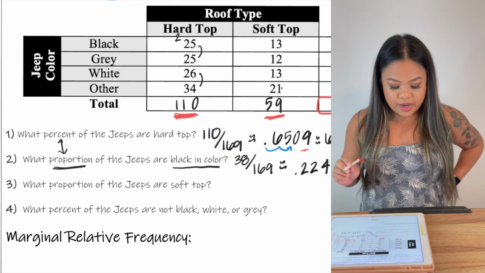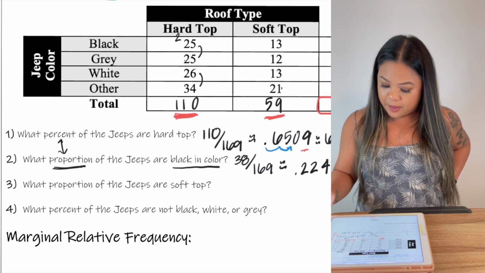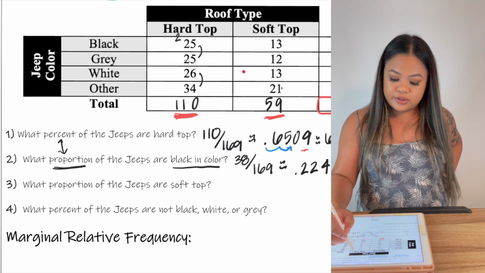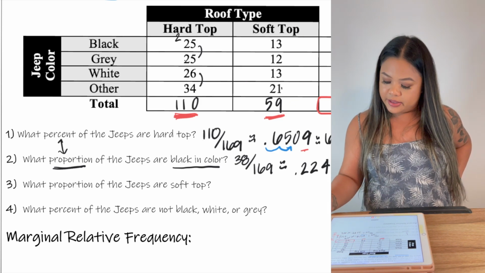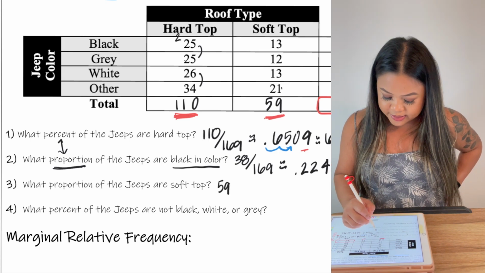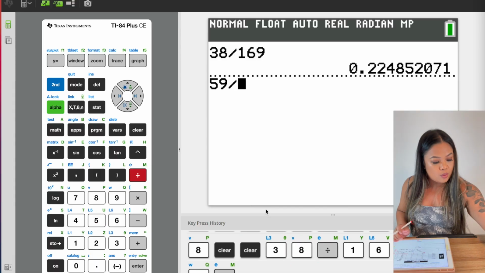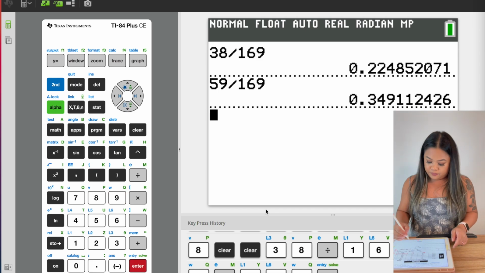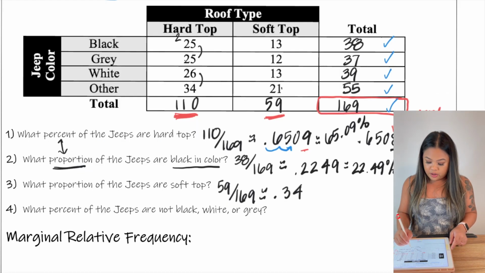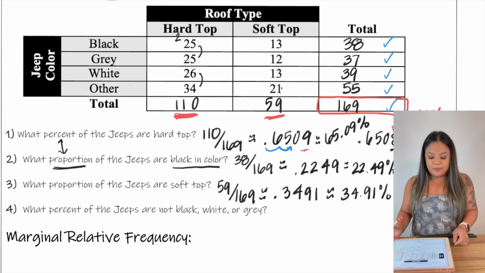All right, number 3, what proportion of the Jeeps are soft top? I hope you looked at the soft top column and looked at the total number of soft tops. We don't care about the color, we just care that it's a soft top. And that's 59 out of the total number of Jeeps, which is 169. And if you plug that into your calculator, 59 divided by 169, you get 0.3491. Then you're going to turn that into a percentage. 34.91% of the Jeeps are soft top.